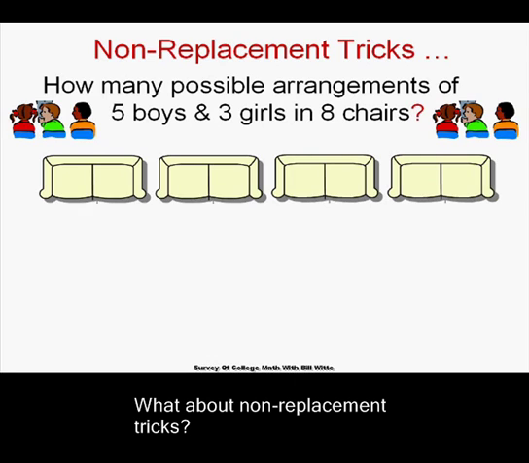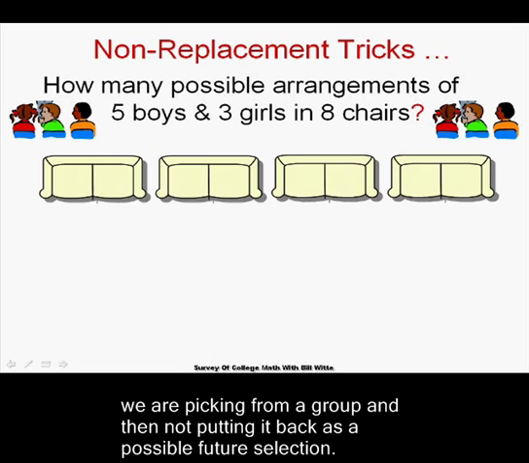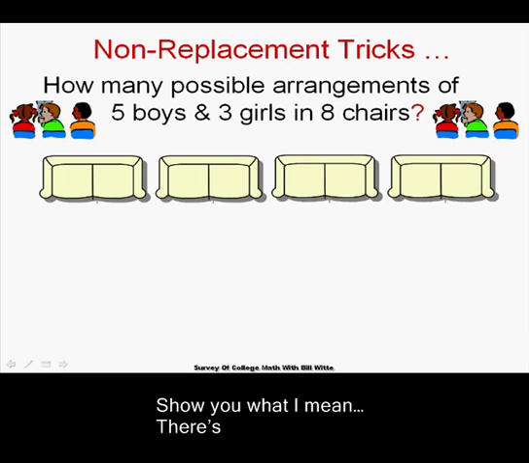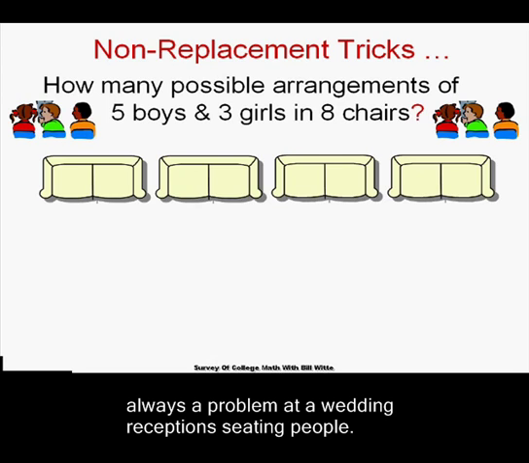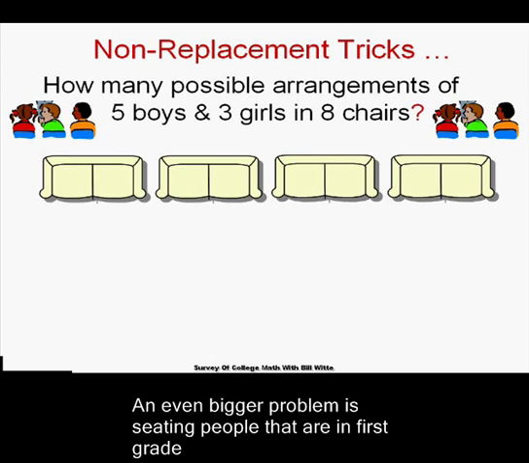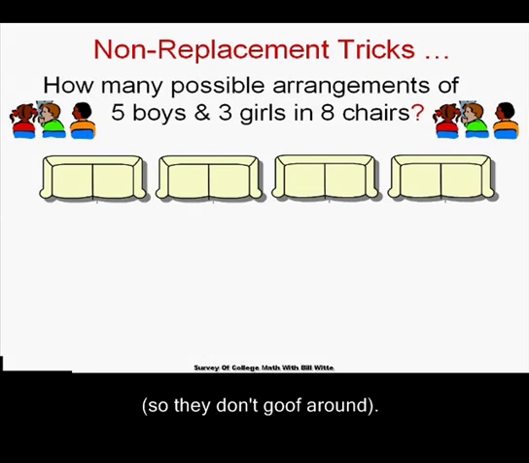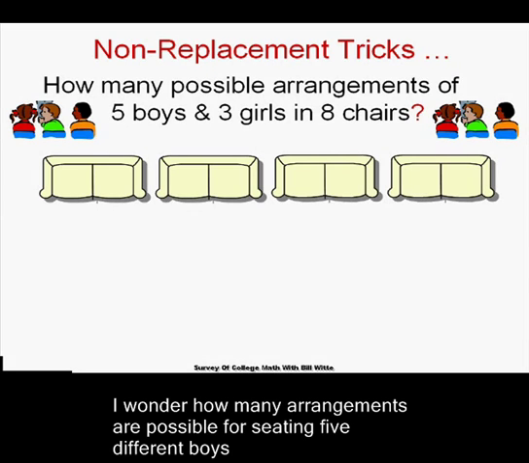What about non-replacement tricks? A lot of times, what I mean by non-replacement is we're picking from a group and we're not putting it back. Let me show you what I mean. Always a problem at wedding receptions is seating people. I'll tell you a bigger problem is seating people that are in first grade, so they don't goof around. I wonder how many arrangements there are of seating 5 different boys and 3 different girls in 8 chairs.